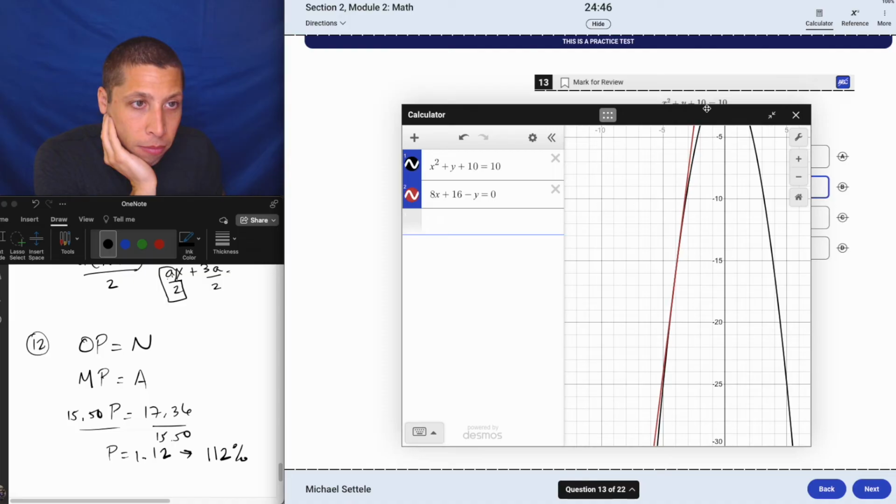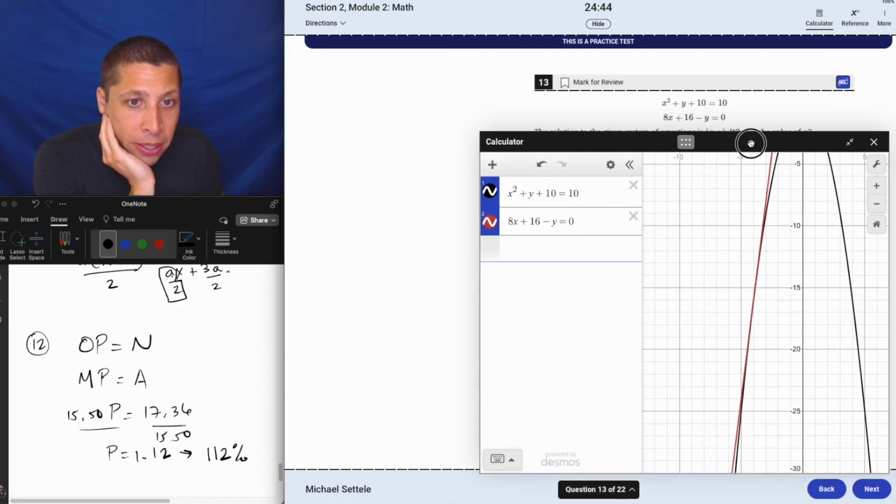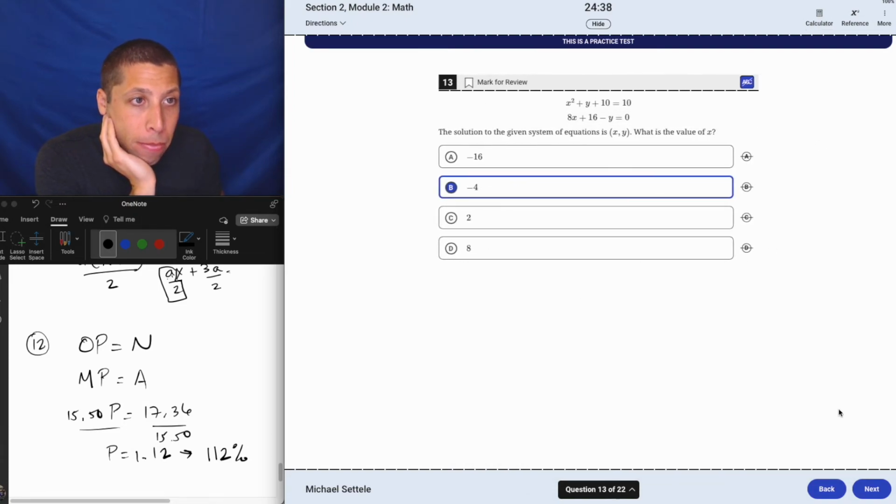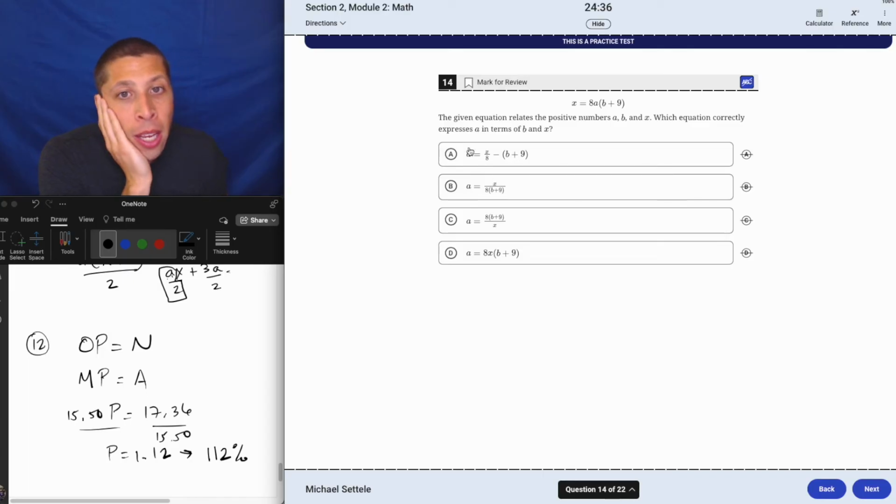No issue. Did I type them right? x squared plus y plus 10 equals 10. 8x plus 16 minus y is 0. Good. Okay. Plenty of time. The given equation relates the positive numbers a, b, and x. Which equation correctly expresses? Okay. What do we want? We want to solve for a. This is pretty easy algebra, right?